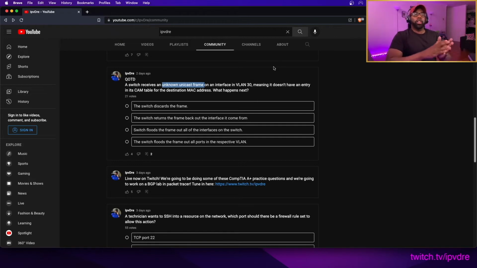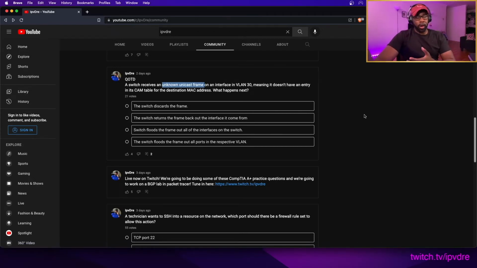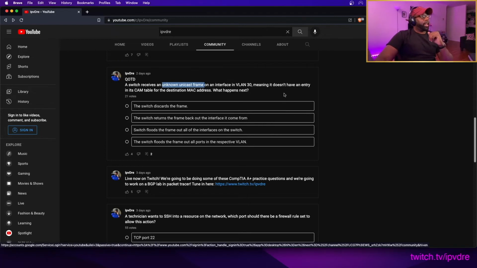And another host wants to communicate with that device for some reason, right? So it tries to communicate with it, and the switch doesn't know who it belongs to or what port it needs to forward out of. So it floods the frame out of all ports in the respective VLAN, right? So that's the answer.